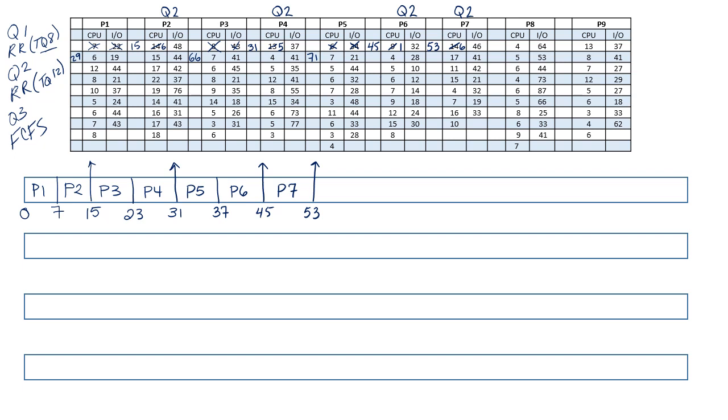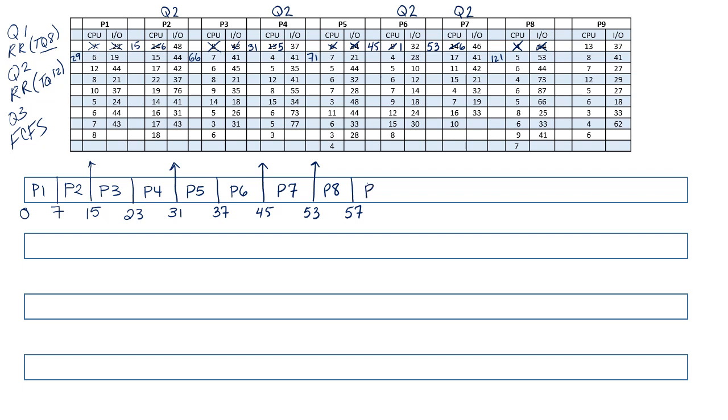The next one to go is P8. P8 gets 4 time units until time 57, goes out to I/O, and will come back at time 121. Hopefully my math is right. All right, and now the current time is what was that? 64. 6 and 5 is 11, 12. Yes, that's correct. Okay, now the current time is 57.